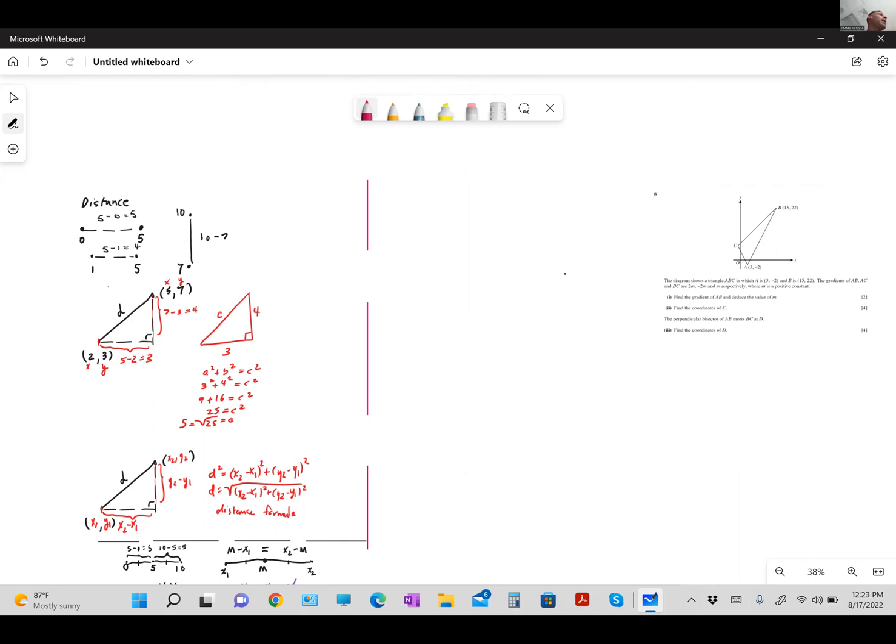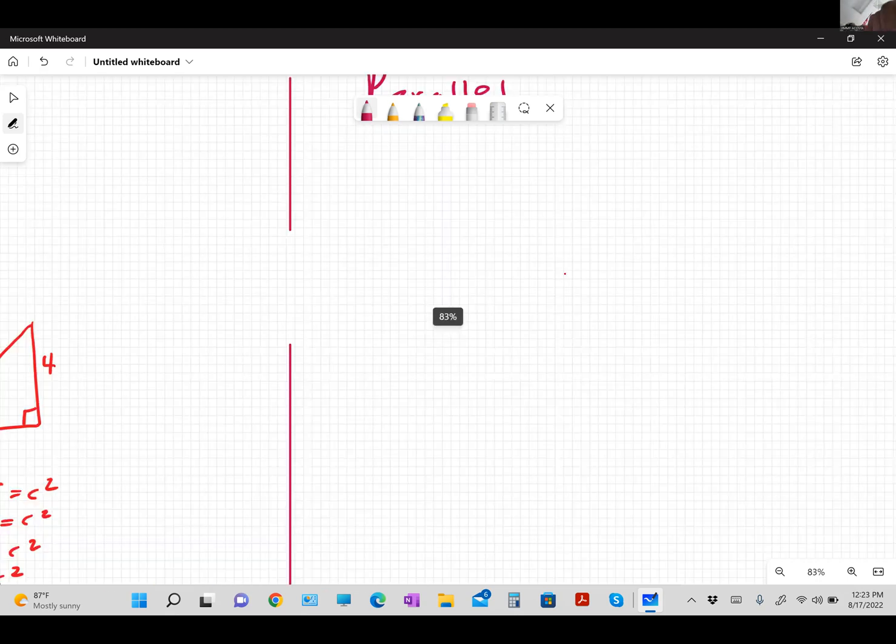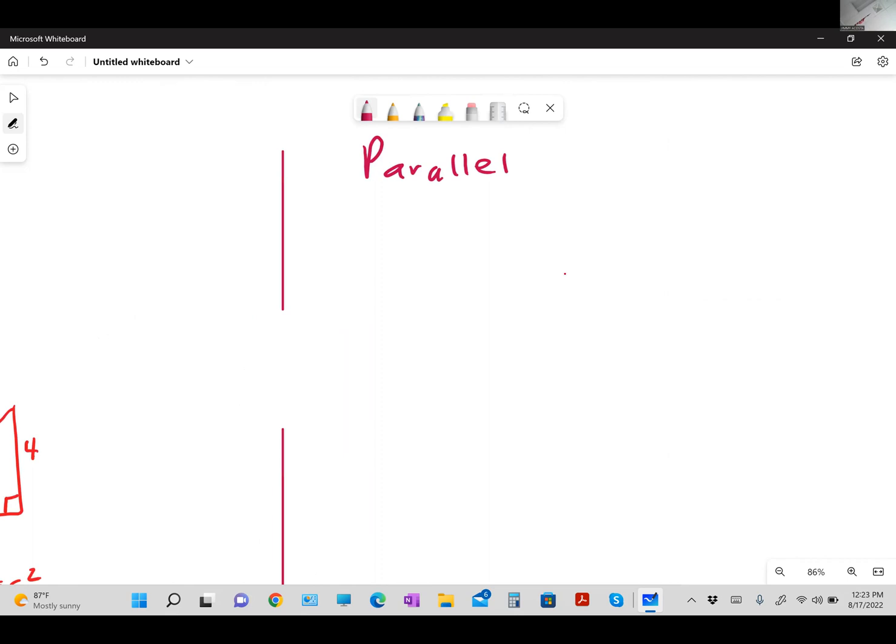All right, so now we're gonna talk about the concept of parallel lines. Do you know what parallel means? That they will never do what? They will never touch. They will never cross. So two lines that are parallel, guess what happens when two lines are parallel? What do they have in common?